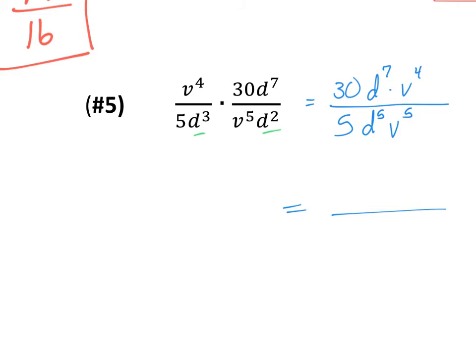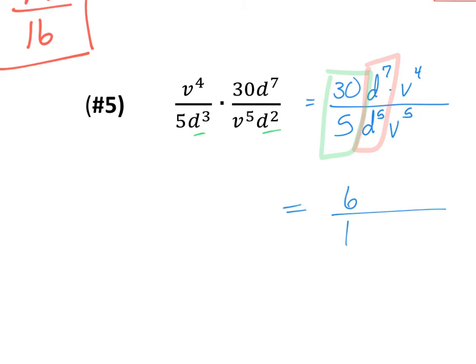Okay, so the top I put together and the bottom I put together. Now, 30 over 5 can be reduced. That can be divided by 5, and you will get 6 over 1.